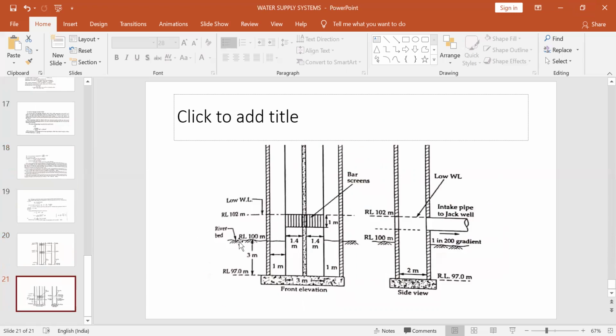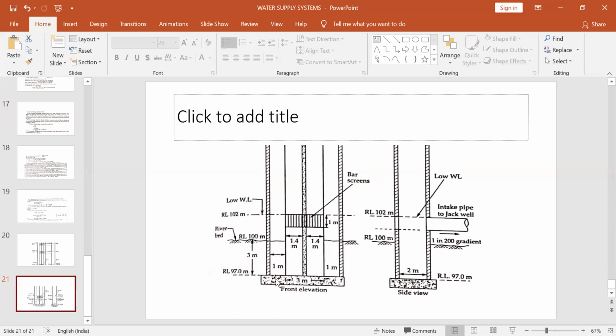Now the river bed, it is given in the question. The river bed is at 100 meter RL. So now what we are doing is we are inserting this well inside the river bed. So let us insert it up to a distance of 3 meter. So we are keeping the bottom of the intake well at 3 meters below. So what is this RL? 100 minus 3, that is 97 meter. So we are providing the bottom of the intake well as 97 meters.